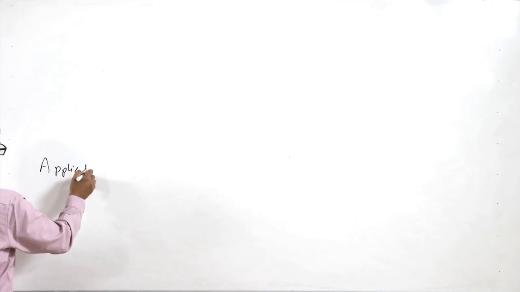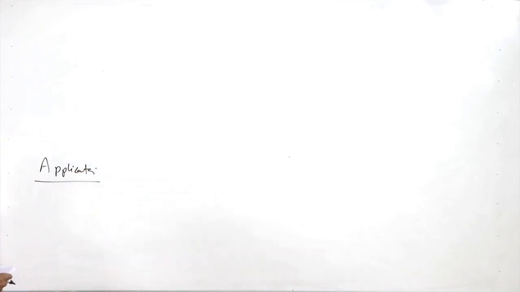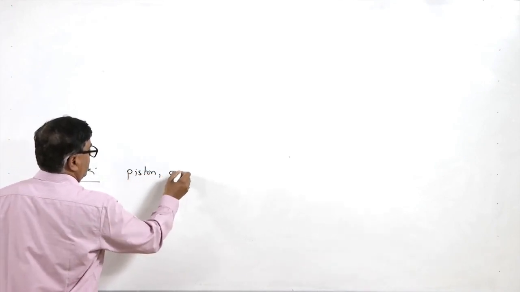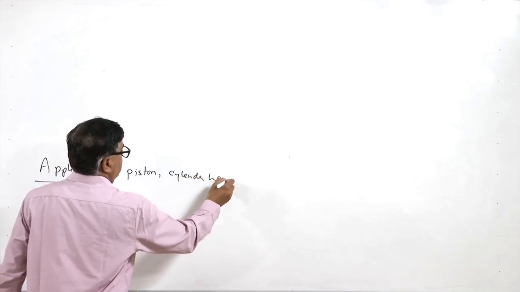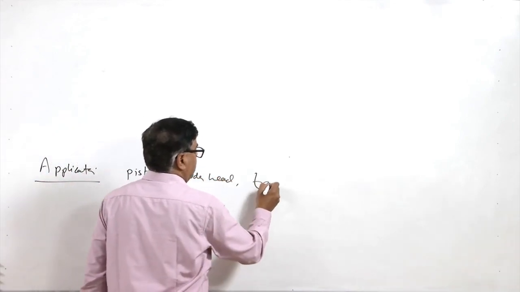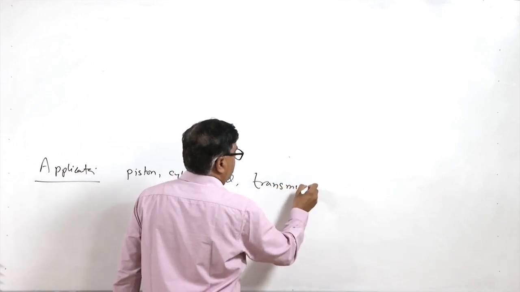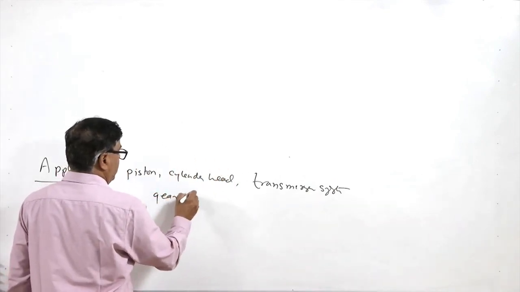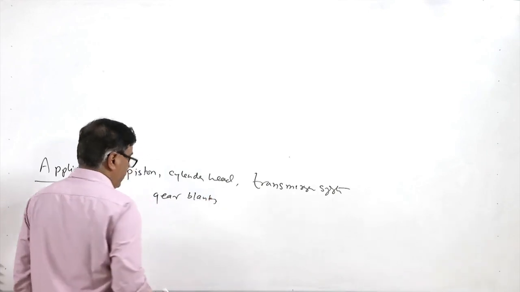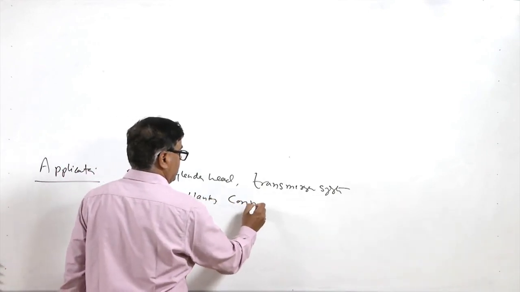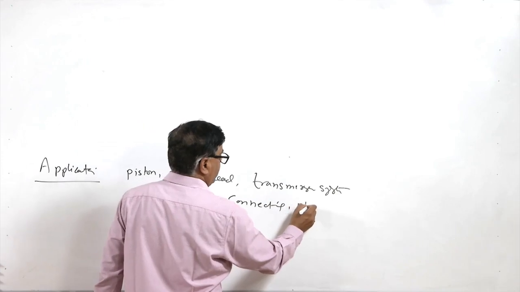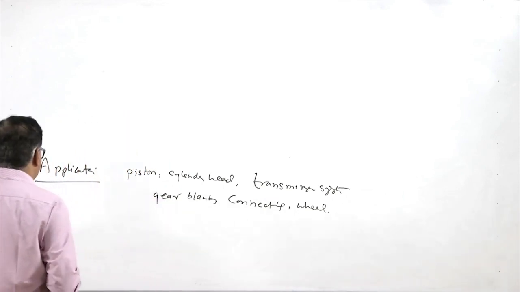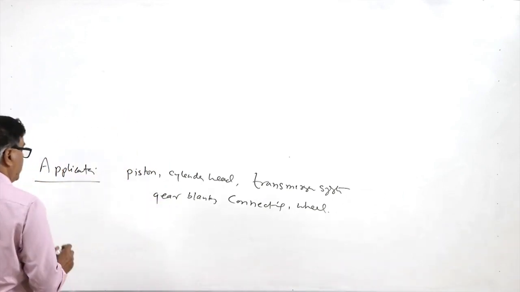The applications of the permanent mold casting process include production of pistons, cylinder heads and parts of the transmission system of automobiles, gear blanks and connecting rods, and wheels, alloy wheels. All these are commonly made with the help of permanent mold casting.